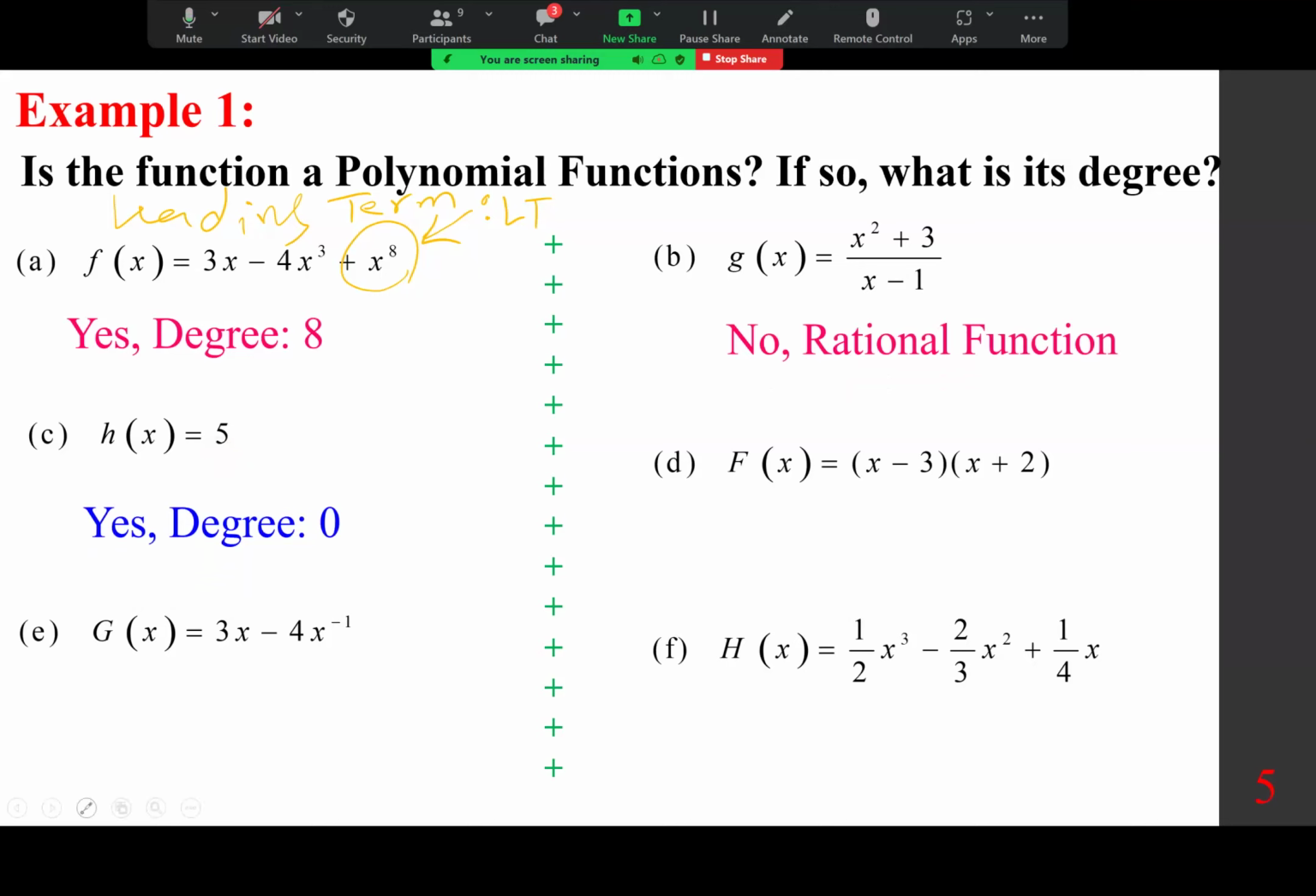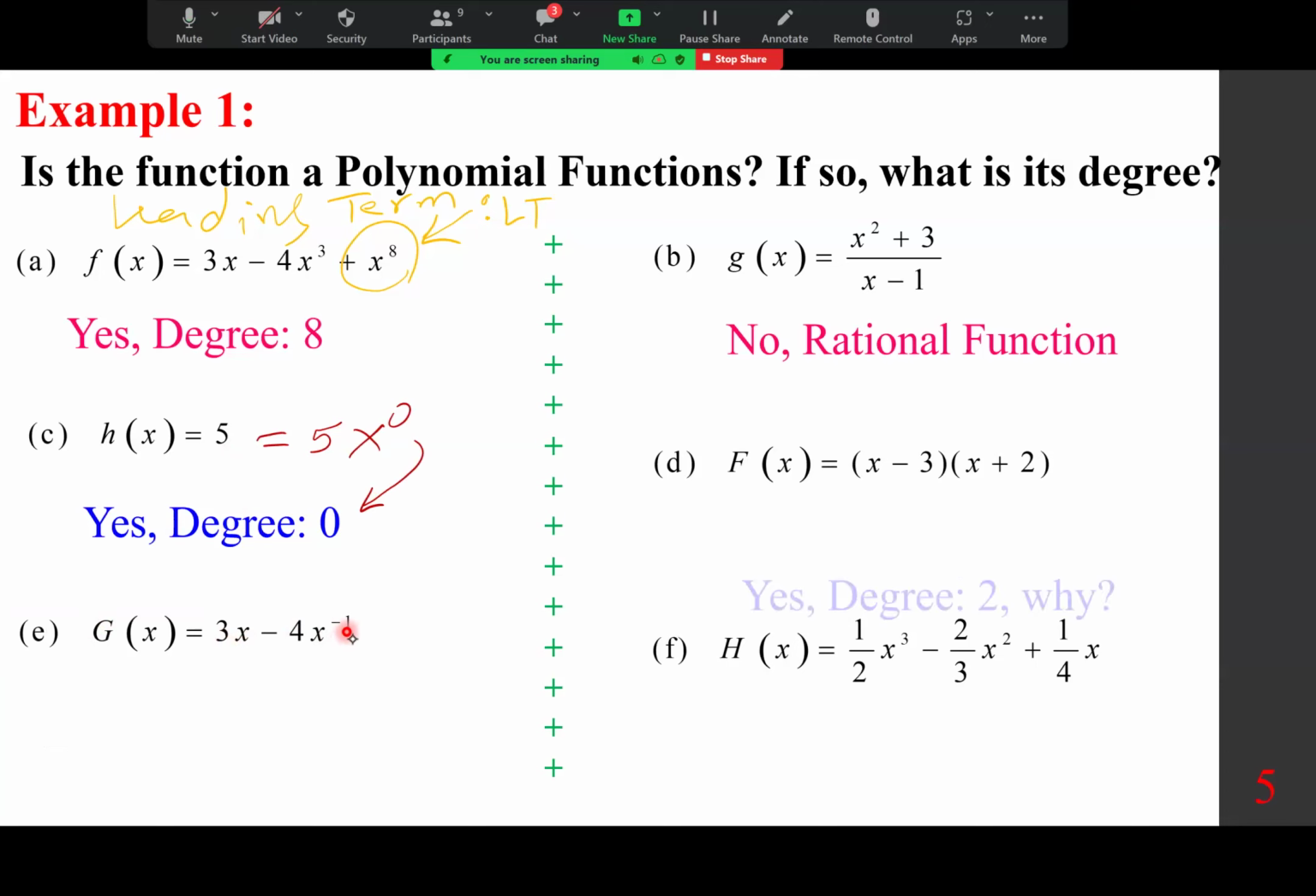Just for the sake of argument, nobody's going to write it that way, but you could rewrite this as 5x⁰. You don't have to do that. You should recognize a constant. y = a constant, h(x) = a constant, is a horizontal line. This one, the problem is this.